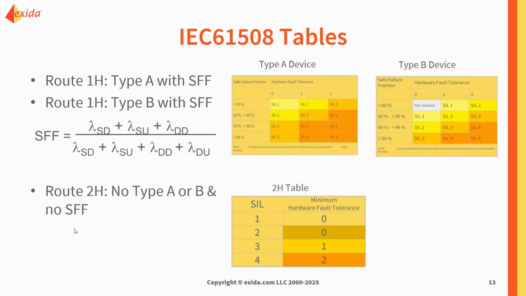In the 2010 edition of 1508, it introduced route 2H, which basically says you can reduce your hardware fault tolerance by 1 if the accuracy in the field failure data is 90% or better. And if a device is tagged as 2H, then we can use the 2H table. And as you can see, there's no safe failure fraction. It basically says with a hardware fault tolerance of 0, you can get up to SIL2. If you want SIL3, you need at least 1 level of hardware fault tolerance. So this is in 1508.